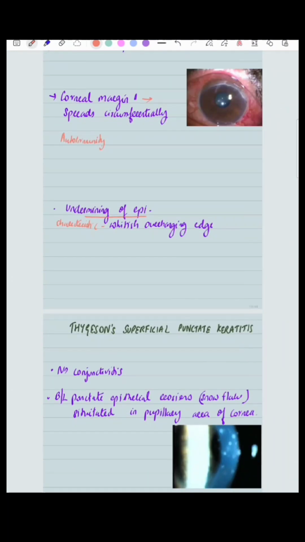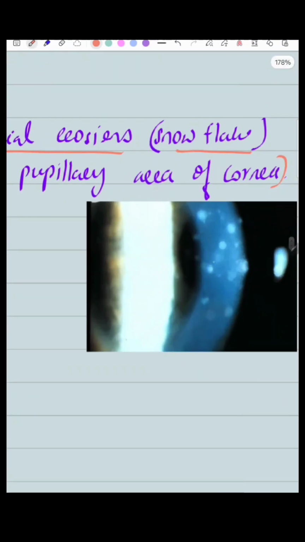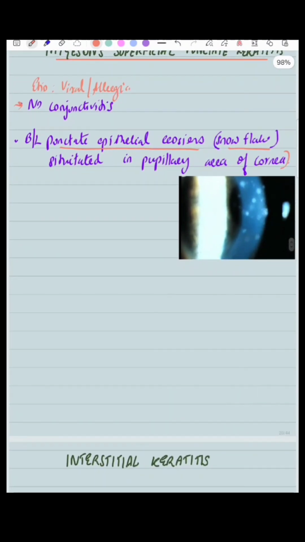Now coming to Thygeson's superficial punctate keratitis. The etiology can be viral or allergic. There is no conjunctivitis; the patient doesn't have conjunctivitis symptoms. There are bilateral punctate epithelial erosions, that is snowflake erosions, situated in the pupillary area of the cornea. It is of long duration.